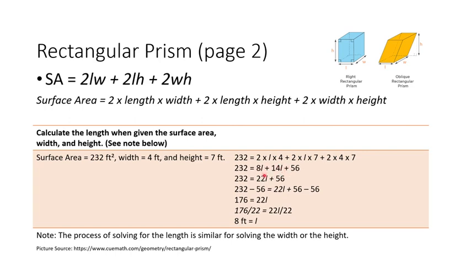We'll simplify as much as we can by multiplying first, and we can then combine these two terms here. We have 232 equals 22 times length plus 56. Let's subtract 56 from both sides. That will lead us to 176 equals 22 times the length. Lastly, we'll divide both sides by 22, and that will give us 8 feet for the length.